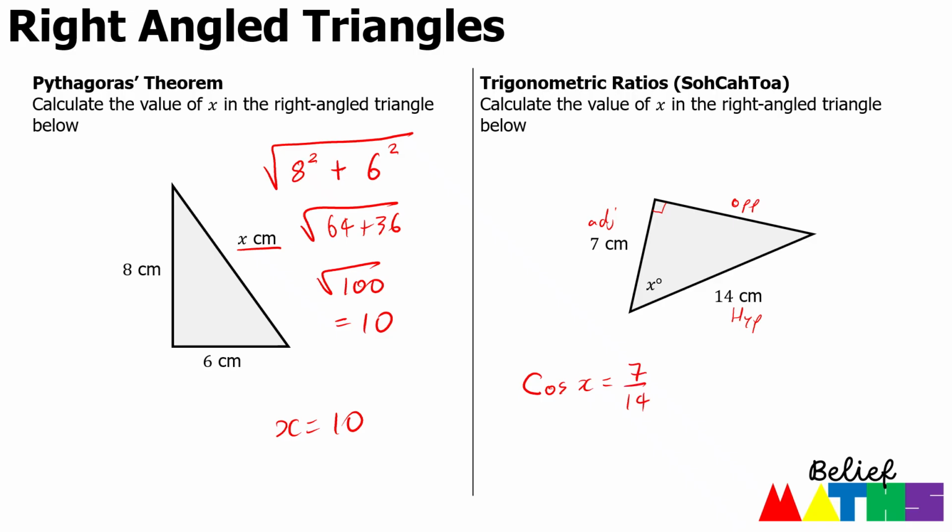Now, 7 over 14 is equal to a half. And one of the exact trig values you're supposed to know is cos of what is a half. So therefore we can see from that that x is just 60 degrees, because cos of 60 is a half. So that's one of the very few ways they could ask you that on a non-calculator paper, because it has to be one of those angles, 30, 45 or 60, unless they tell you some more information.